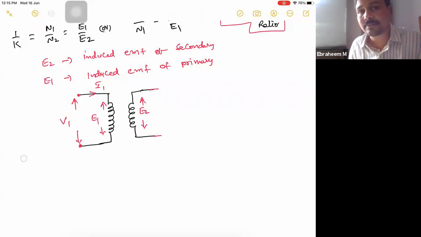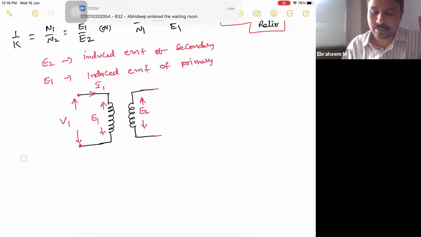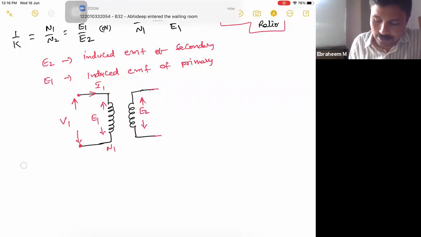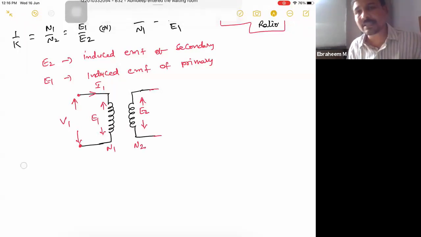Similarly, E1 is an EMF because of the current flowing in winding 1. So E1 is a self-induced EMF as of now. But once we close the transformer, we will have both E1 and E2 with components of self-induced EMF as well as mutually induced EMF. Clear?